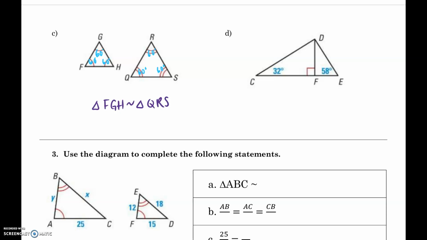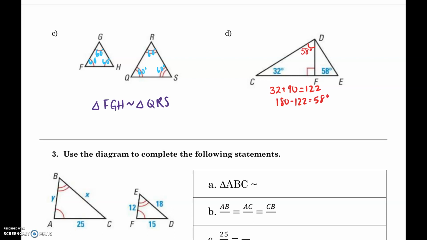Last one, part D. Remember, whenever we have missing angle measures, we have to find those first before we can draw any conclusions. So I'm going to find the measure of angle FDC first. I'm going to do 32 plus 90, and I'm going to get 122. And then I'm going to do 180 minus 122, and I get 58 degrees.